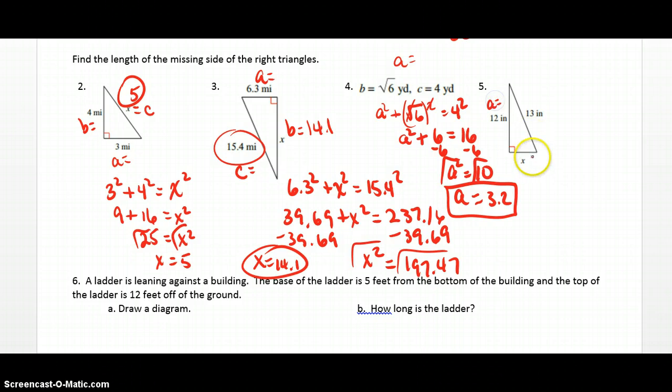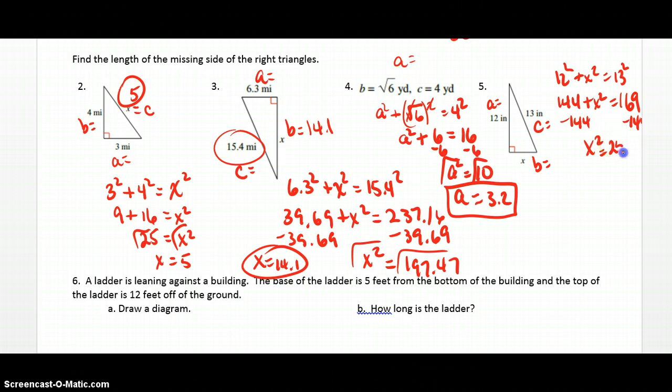One more time. A and B, C would be 13. So 12 squared plus x squared equals 13 squared. That's 144 and that's 169. Subtract 144. X squared equals 25. Take the square root, and x equals 5. And so that's our value for B. This is another famous triangle, the 12, 5, and 13, because the sides work out so nicely.